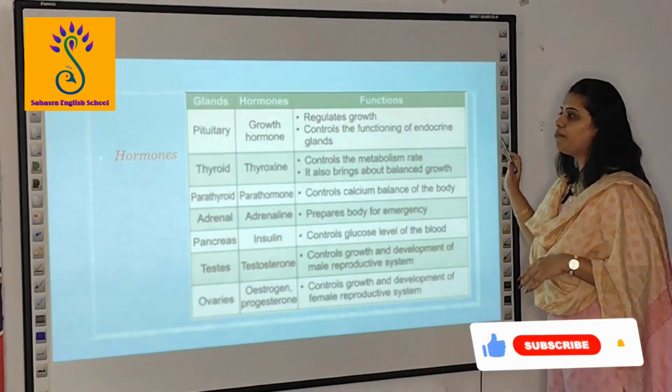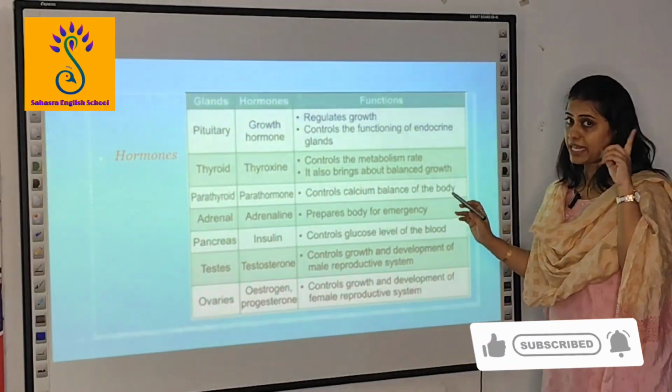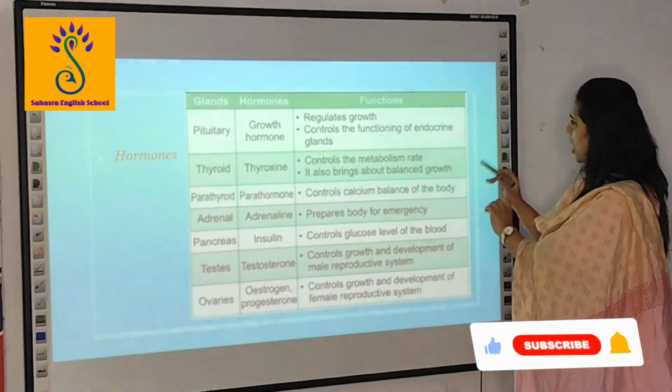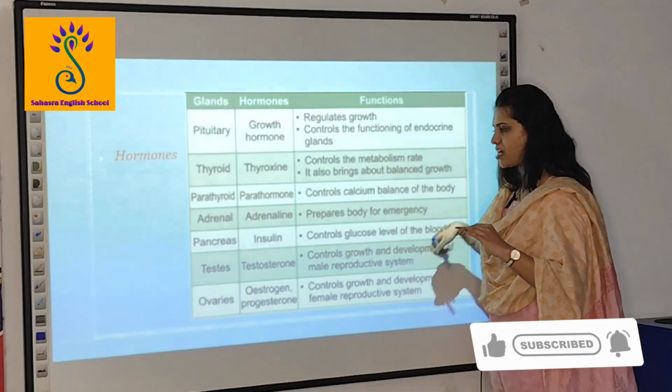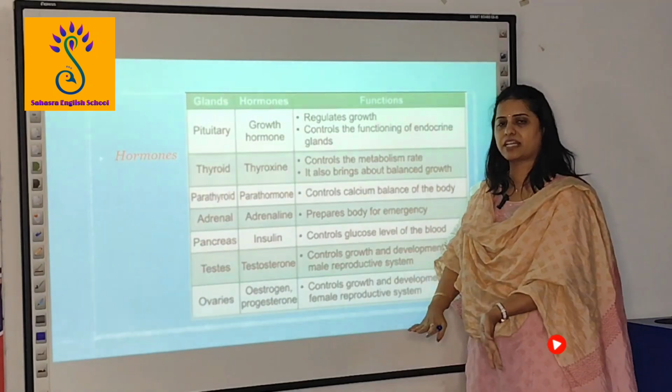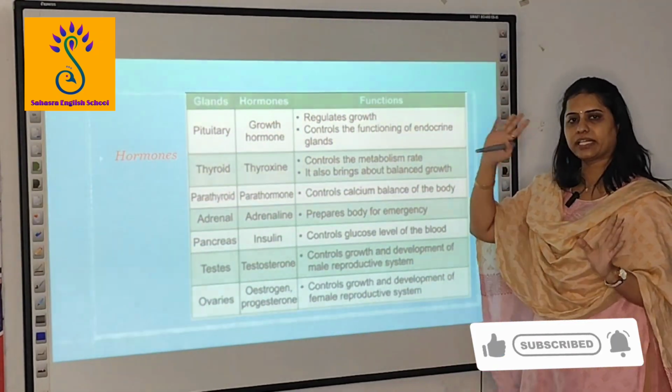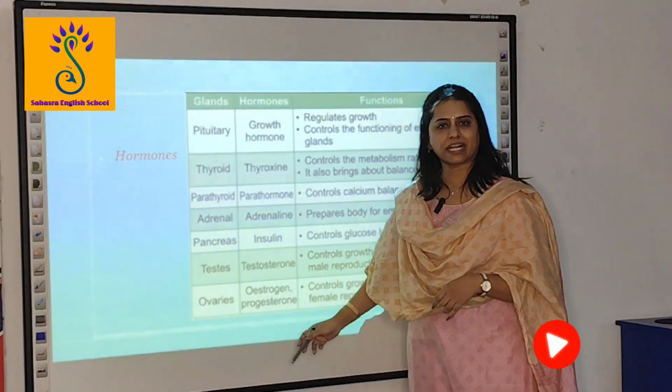Next, coming to the important one, hormones. Enzymes, I told you, are important. Hormones are also important. For hormones, mostly a tabular column is given. Through this you can read out and you can write, that is easy. Okay, pituitary gland, all these are the ductless glands.